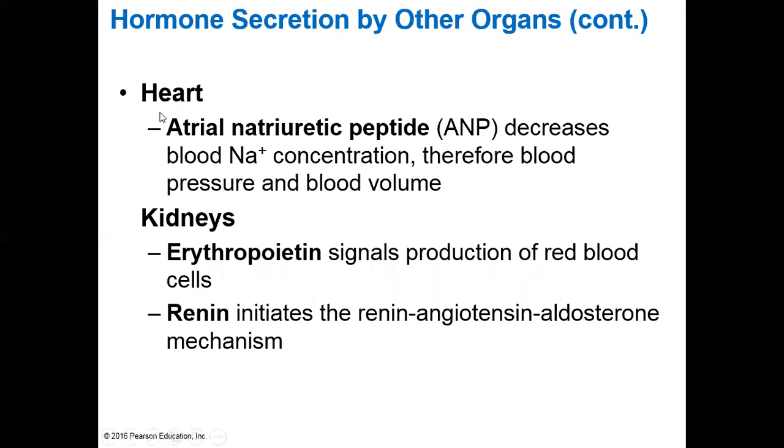We've already talked about the heart and the fact that it releases ANP. This is the only one that decreases blood pressure, and we know that. We also know that the kidneys release erythropoietin. We know that because we talked about that in the blood lecture. Erythropoietin means I'm going to signal red blood cells to be made, right? And then we also know that the kidneys release renin, and it's part of this renin angiotensin 2 aldosterone mechanism, which increases your blood pressure.